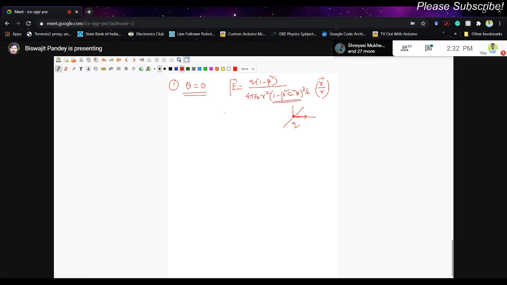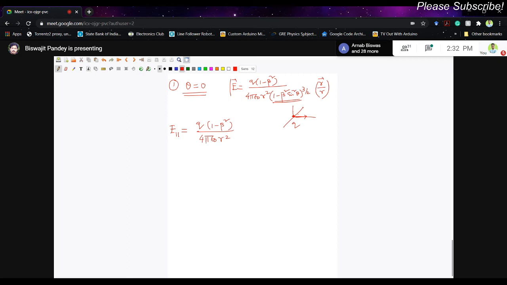So if I put theta equal to 0, what do I get? For theta equal to 0, the electric field along the parallel direction of motion will be simply q times 1 minus beta square. I'm not writing a vector sign anymore because it's parallel, and I have already told you what the direction is. So that's why I'm not writing the unit vector. 1 minus beta square divided by, since sine 0 is 0, simply 4 pi epsilon 0 r square.